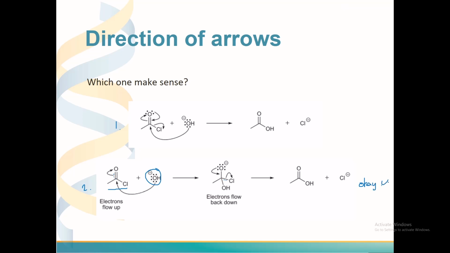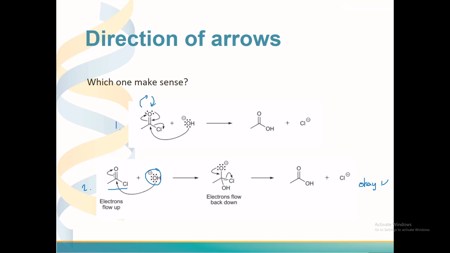Now let's see reaction number 1. Reaction number 1 is the same, but the movement is quite different. It shows that first the electrons in the double bond move to the oxygen, and then the pair of electrons goes back to the double bond. In this case, this one doesn't make sense because the electrons are moving back and forth.